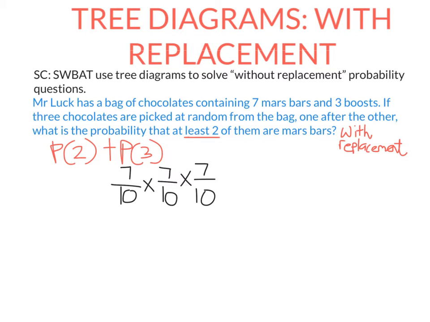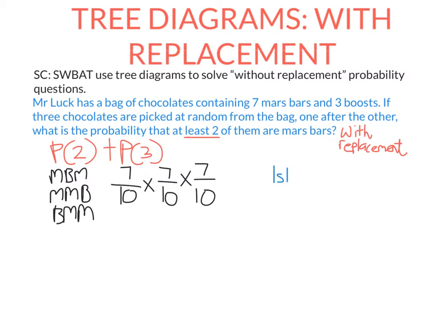If you want to get just 2 Mars bars, well, there's a couple of ways that could happen. You could get a Mars bar first go, then a boost, then a Mars bar. You could have 2 Mars bars, then a boost, or a boost, then 2 Mars bars. There's actually 3 ways that I could pick 2 Mars bars and a boost. So I'd have to find the probability of each of these and then add them up. So you could do it that way. There's no problem with it. It's just that people usually find it a bit tricky to realize that. So instead, if we draw a tree diagram, it will tell us all of the possible outcomes. So this is how we draw the tree diagram.